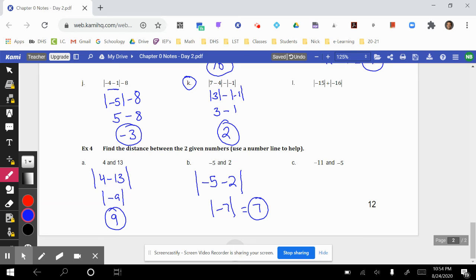All right, and the last one here, letter C, I want to find the distance between -11 and -5. For this example, I'm going to use a number line. I'm going to start here at -11, and I've got to get down to -5. So at -11, I'm going to go to -10, -9, -8, -7, -6, and here we go, -5. So how many units away, right? How far did I have to go? Well, let's see. I went 1, 2, 3, 4, 5, 6. So the distance between -11 and -5 is 6.